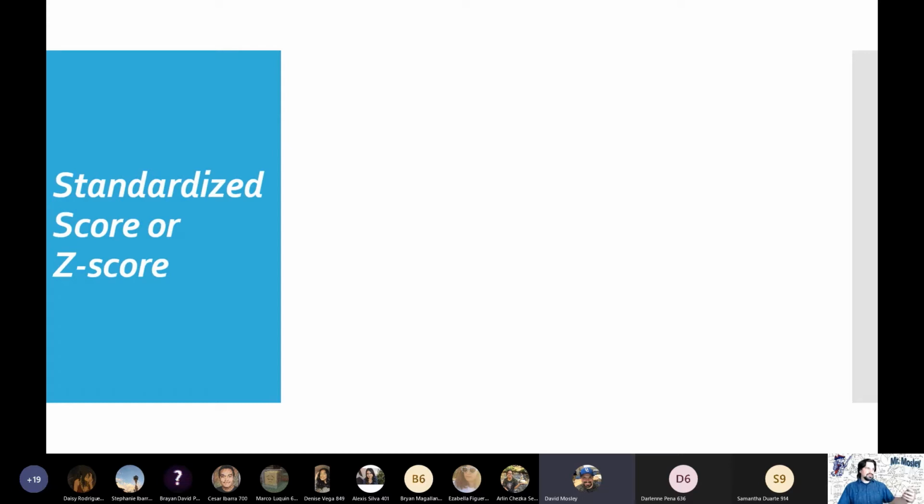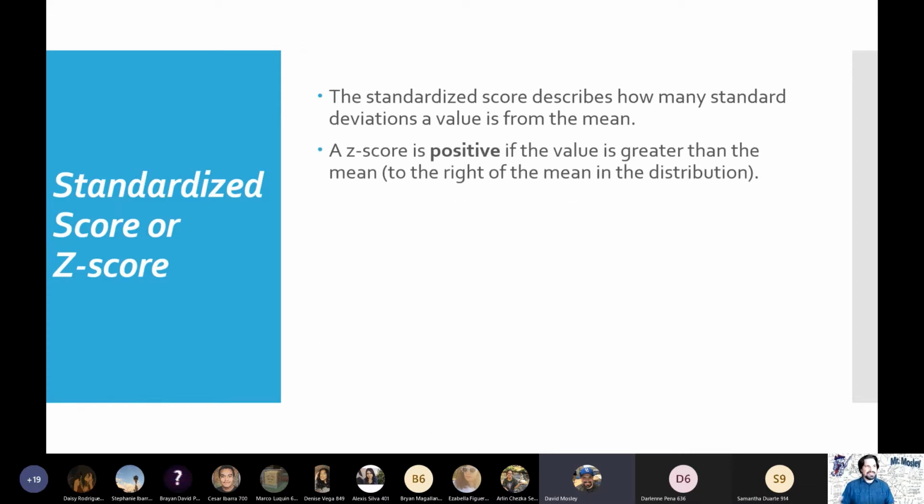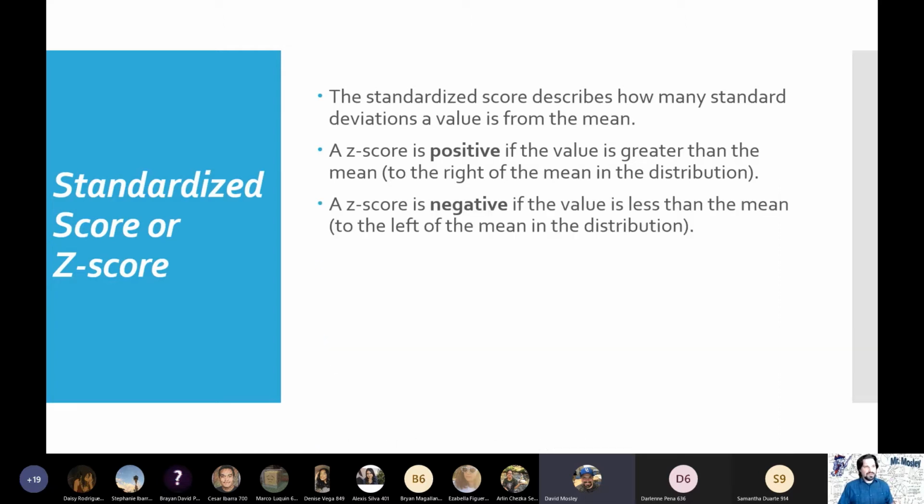So now we have our standardized score or z-score. Again, this is a review from our previous class. The standardized score describes how many standard deviations a value is from the mean. That's what our standardized score will tell us. A z-score is positive if the value is greater than the mean, or to the right of the mean in the distribution. A z-score is negative if the value is less than the mean, or to the left of the mean in the distribution. So we can have positive or negative z-scores.